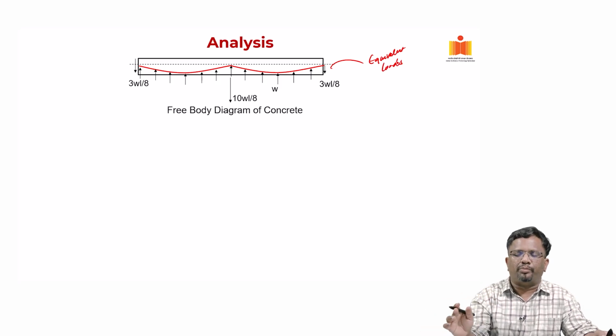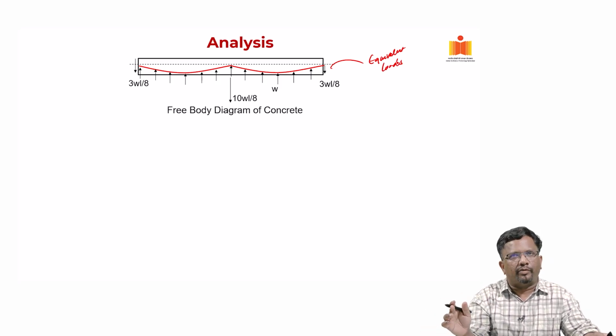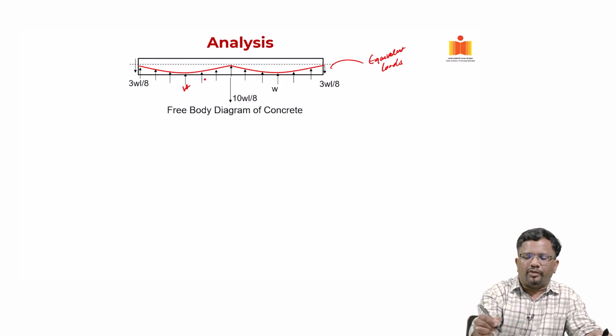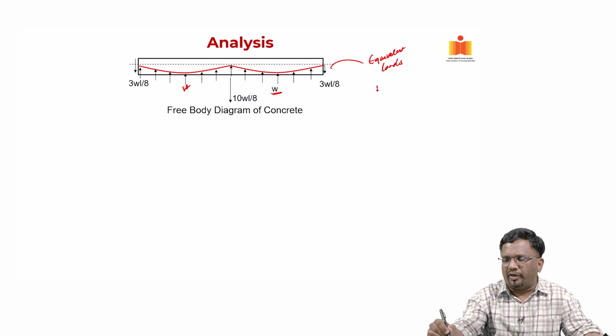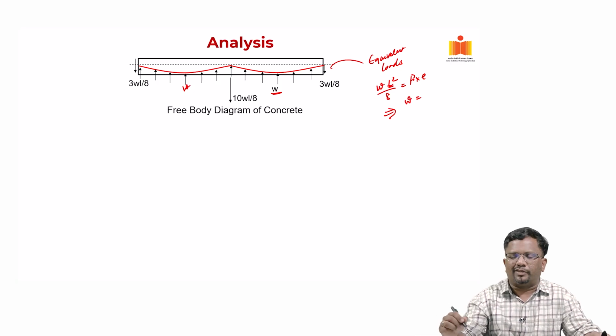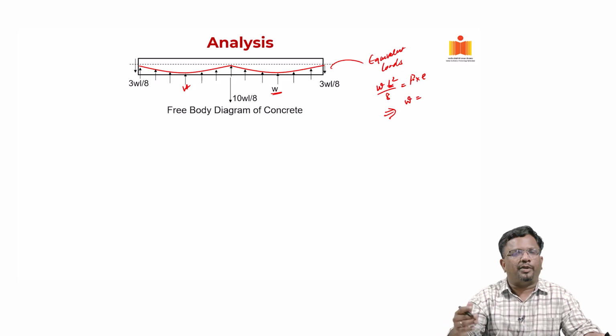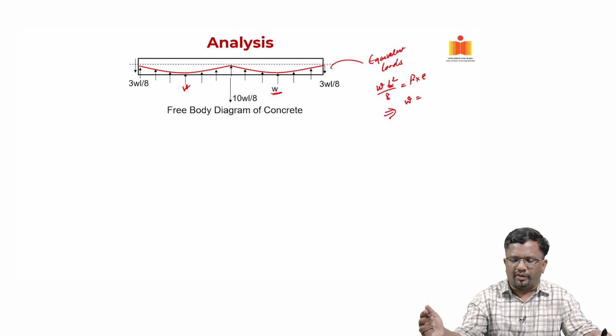If I look at only the free body diagram of the concrete, we can see that let us say each span is loaded with W. We can find W for each span like this. How do we get that? We know that WL square by 8 for each span is basically P into E. From each span, then I can get my W. If eccentricity is the same, then for each span W will be the same. So, we can find that, and then we apply this load.